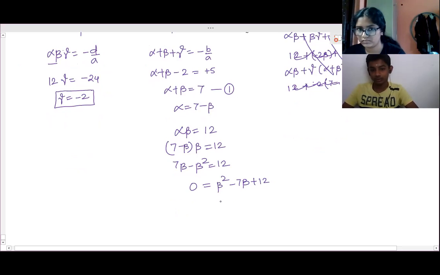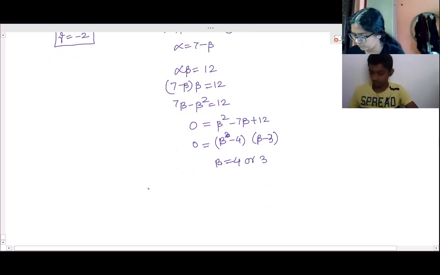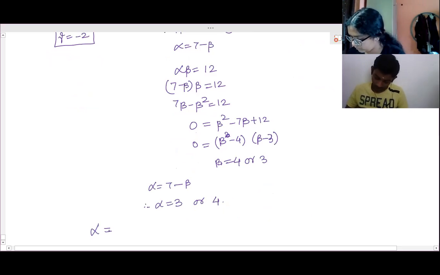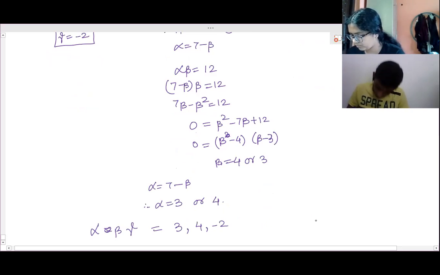12 is 4 threes. So beta minus 4 and beta minus 3, you will get the factors. So beta value is 4 or 3. Now if beta is 4 or 3, then alpha is equal to 7 minus beta. So alpha is equal to 7 minus 4, 3 or 4. So alpha, beta, gamma is equal to 3, 4 and minus 2 or 4, 3 and minus 2.